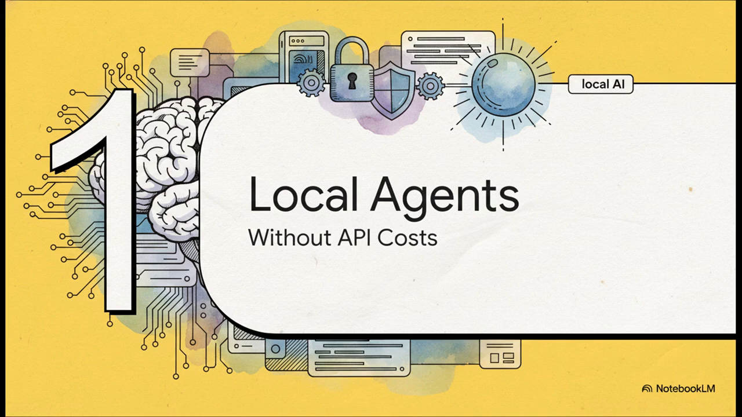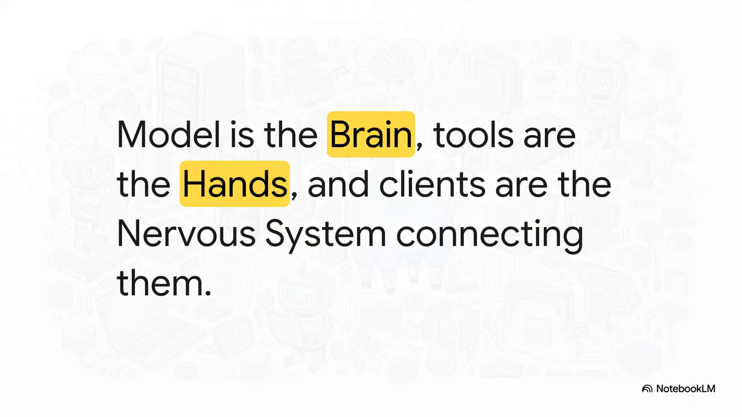Local agents without API costs. Let's start by understanding the anatomy of a local AI agent and why this specific architecture is an absolute game changer. I absolutely love using this biological analogy because it brilliantly illustrates how these distinct software components talk to each other. Your local large language model, that's the brain. It thinks, it reasons, it decides what needs to be done. The tools, like a web browser or a file reader, are the hands. They actually interact with your environment.